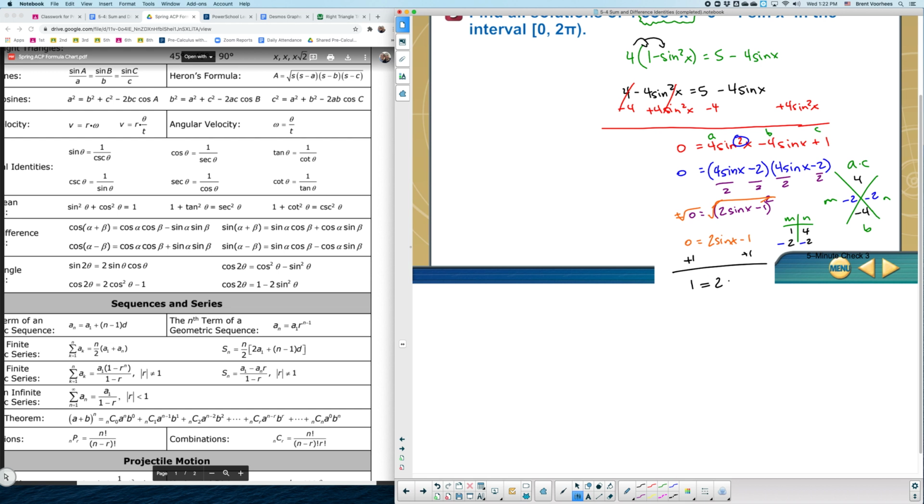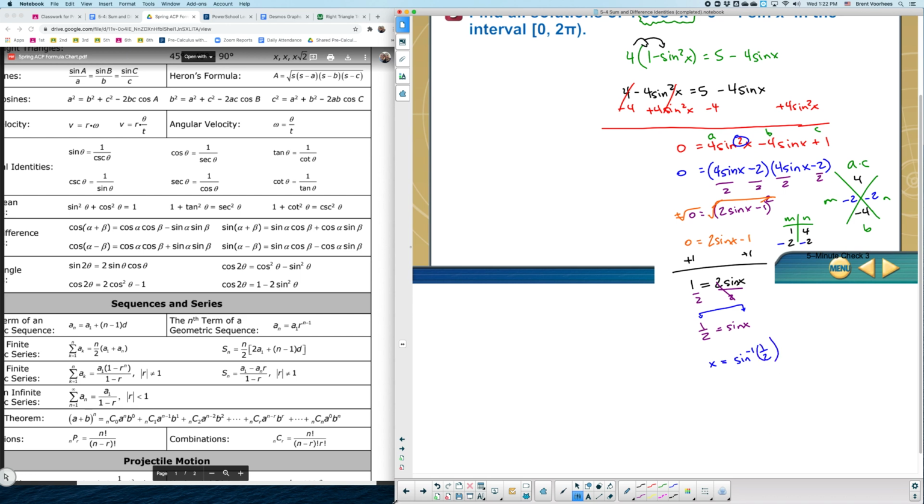So 1 equals 2 sine x. And then I would divide by 2. And so 1/2 equals sine x. Or when I do the inverse here, x will equal the sine inverse of 1/2.